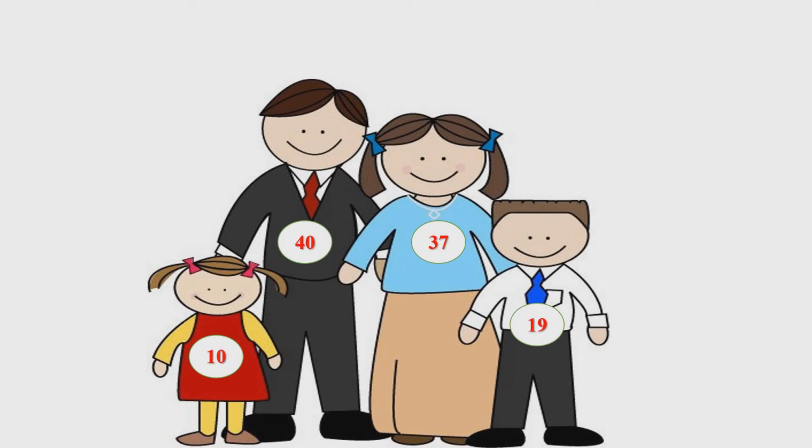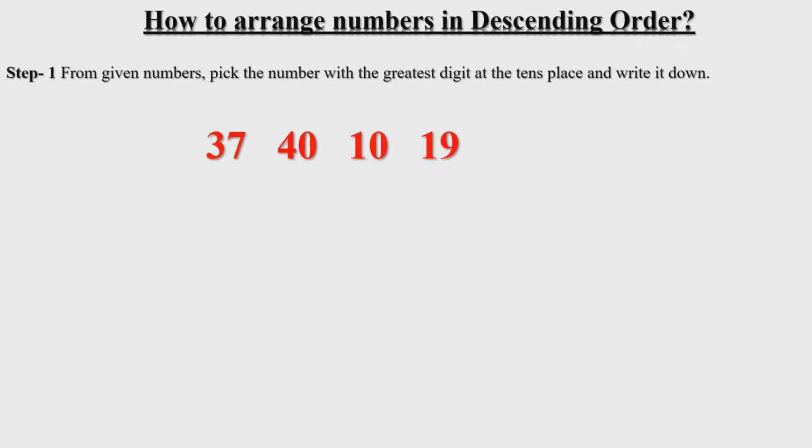अब ये जानने के लिए कि वरुणा की फैमिली में कौन सबसे छोटा और कौन सबसे बड़ा है, हमें उनकी एज को डिसेंडिंग ऑर्डर में करना होगा. Let's arrange their ages in descending order, stepwise, as their ages are 37, 40, 10 and 19. Step 1 will be, from given numbers, pick the number with the greatest digit at the tens place and write it down. Means, इन numbers में से हम tens के place के digit को compare करेंगे और सबसे ग्रेटेस्ट टेंस के प्लेस के 2 डिजिट नंबर को राइट करेंगे. राइट करने के बाद उस नंबर को क्वेश्चन से कट कर देंगे.